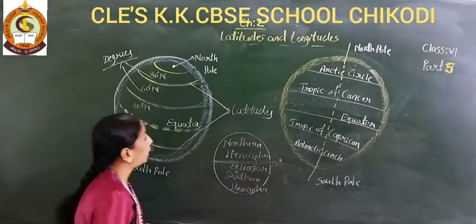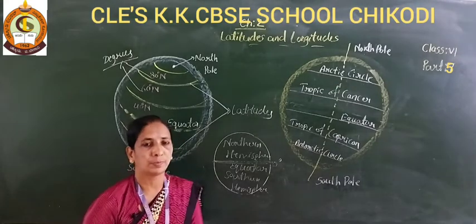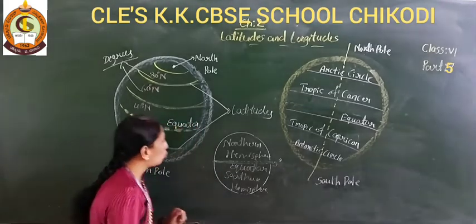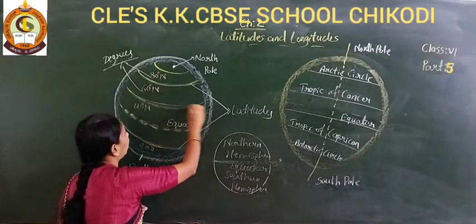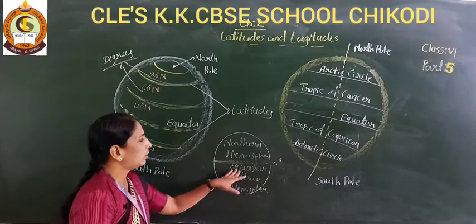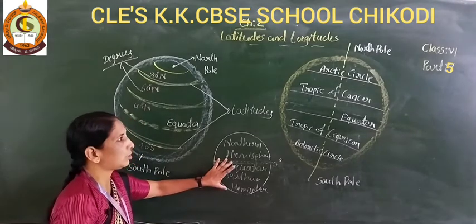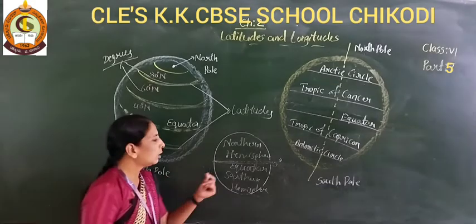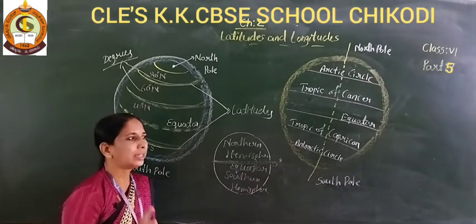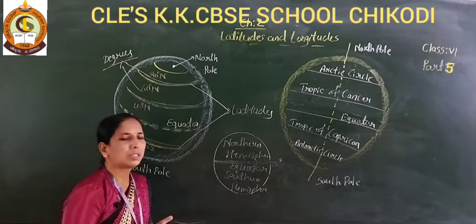See students, once again I am explaining about latitudes. Latitude is imaginary lines. These are the horizontal lines, and they move parallel to each other. The equator divides the earth into two halves. So what is the equator? It is the longest latitude, at 0 degree. It divides the earth into the northern hemisphere and the southern hemisphere.